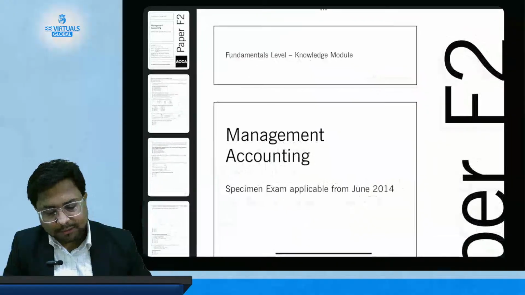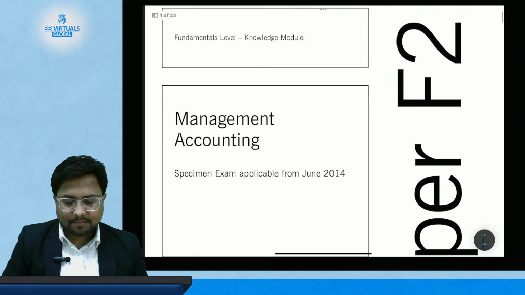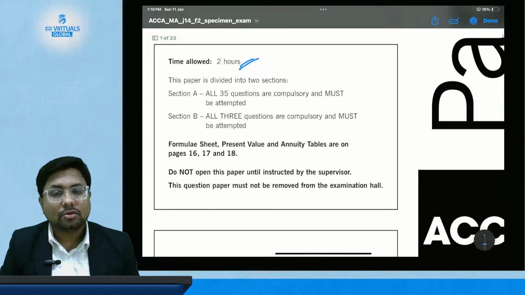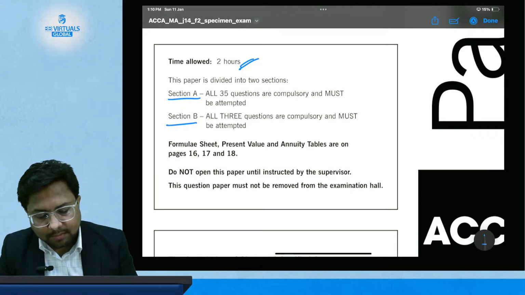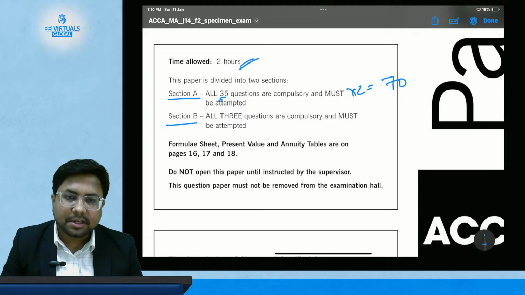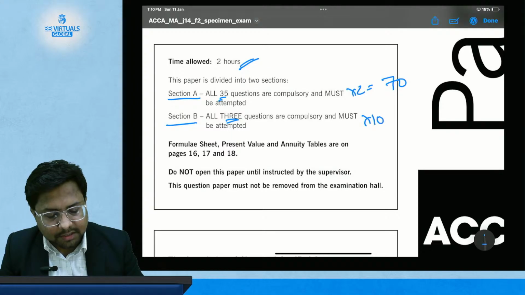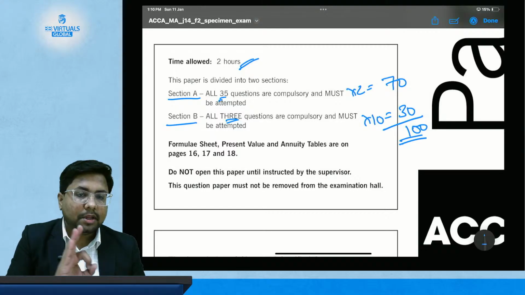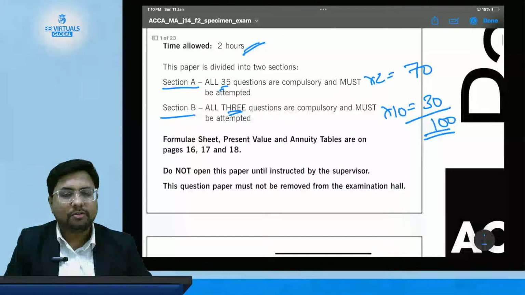So this is the specimen of your MA accounting paper. You will have 2 hours to solve it. Your paper will be divided into section A and section B. Section A will have 35 questions of 2 marks, making a total of 70. Section B will have 3 questions of 10 marks each, making a total of 30, and a total of 100. There will be no option. All the questions are compulsory, so all the questions are mandatory for you to solve.